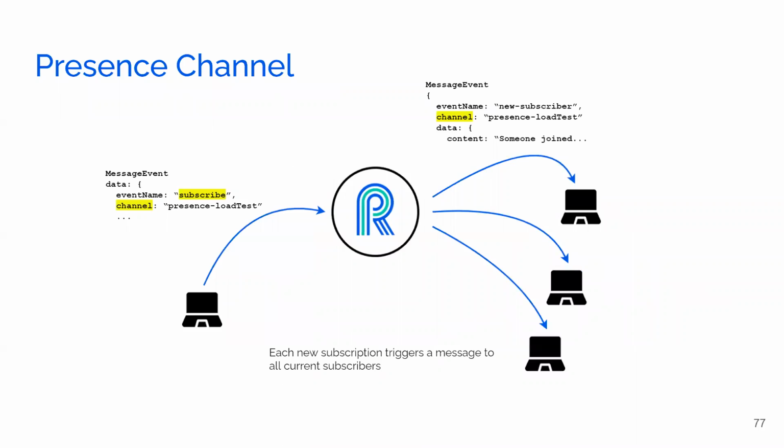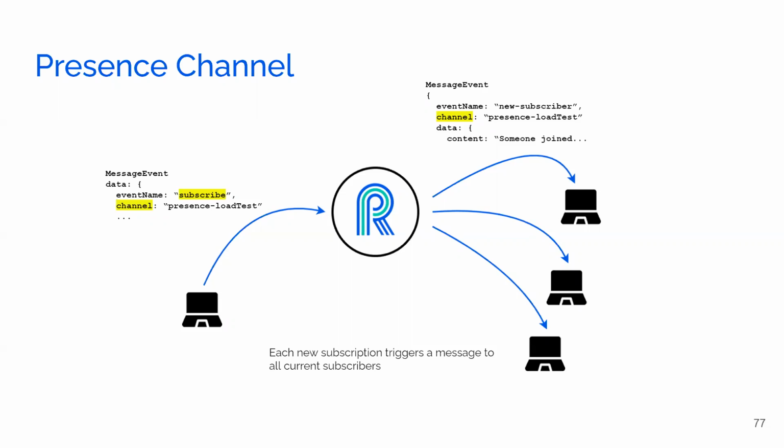To have our server generate lots of WebSocket messages, we use the concept of a presence channel. This is a special kind of channel where when a client subscribes to the channel, this subscription event prompts the server to send a message to all the existing subscribers on the channel. Here we see a 4th subscriber on the left, causing the server to send a message to each of the 3 existing subscribers on the right.